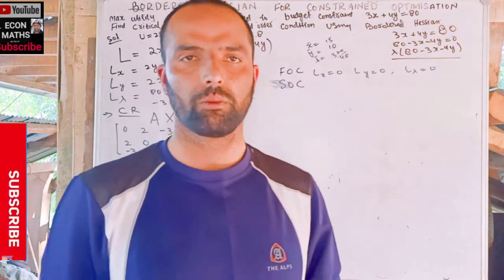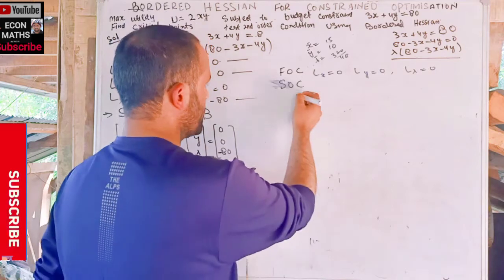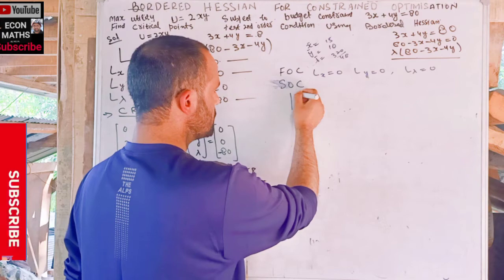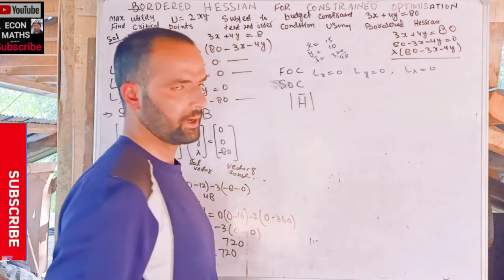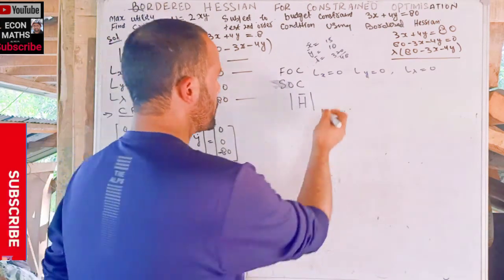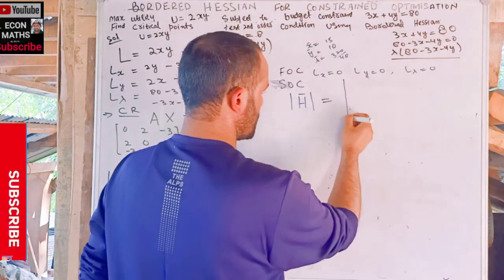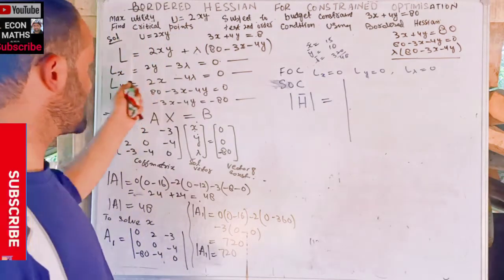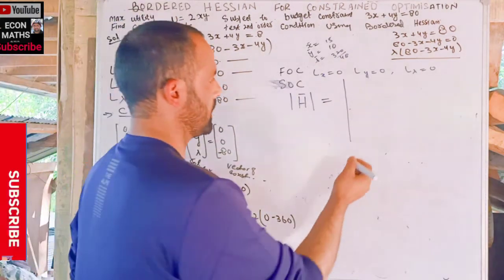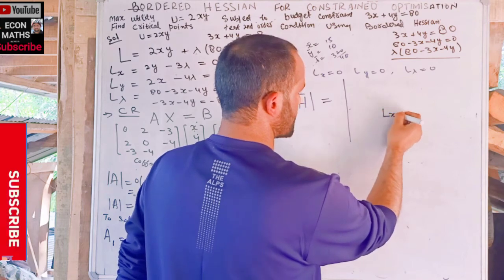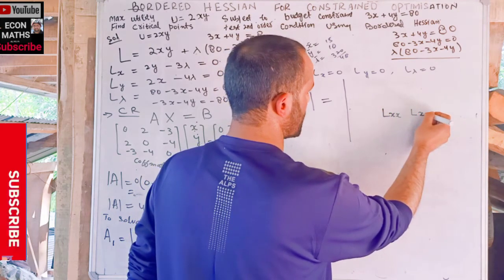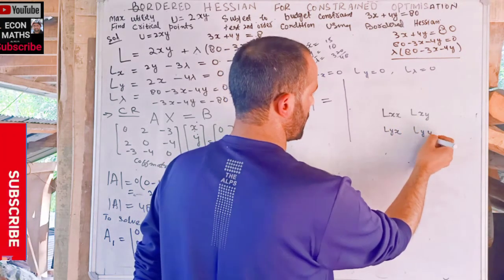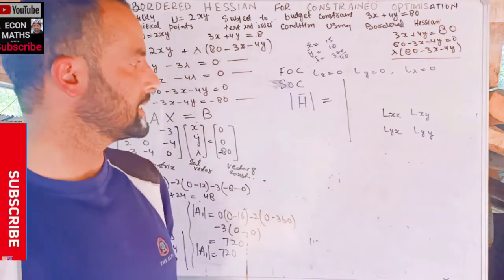We use the bordered Hessian method. That is, we form a matrix of the second order partial derivatives of this Lagrange function. I write here Lxx, Lxy, Lyx and Lyy. So this is simple. This is a plain Hessian.